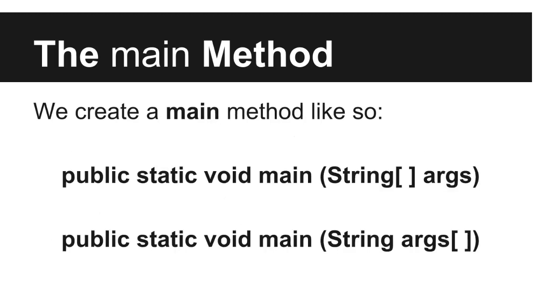When you create a main method, we do so like this. We can say public static void main string args, and we can put those square brackets right after the word string, or we can put the square brackets right after the word args. Either way is okay. And later, when we start talking about arrays, we'll understand why it doesn't really matter either way.